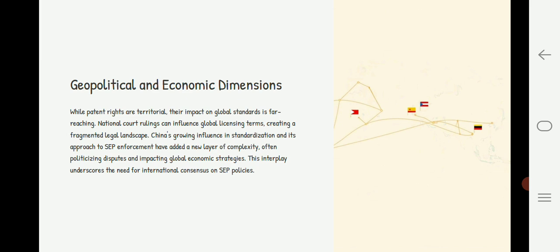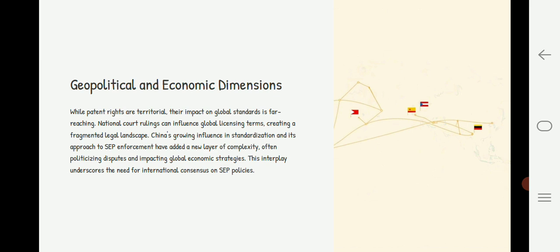Coming to the geopolitical and economic dimensions, geopolitical means different countries. When we deploy or deliver a product into the market, it is not valid for only one nation, it may be introduced in different countries like France, USA, Ukraine, Russia. So our product, or our SEPs, are used in geopolitical contexts, and we need to follow some economic dimensions.